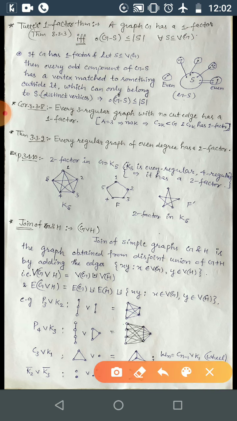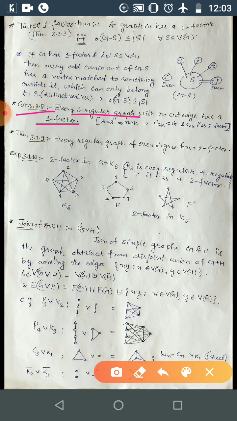We will be solving some questions based on this one. So the corollary is: every 3-regular graph with no cut edge, or with no bridge, has a one factor. Here we want to show that there exists a one factor.